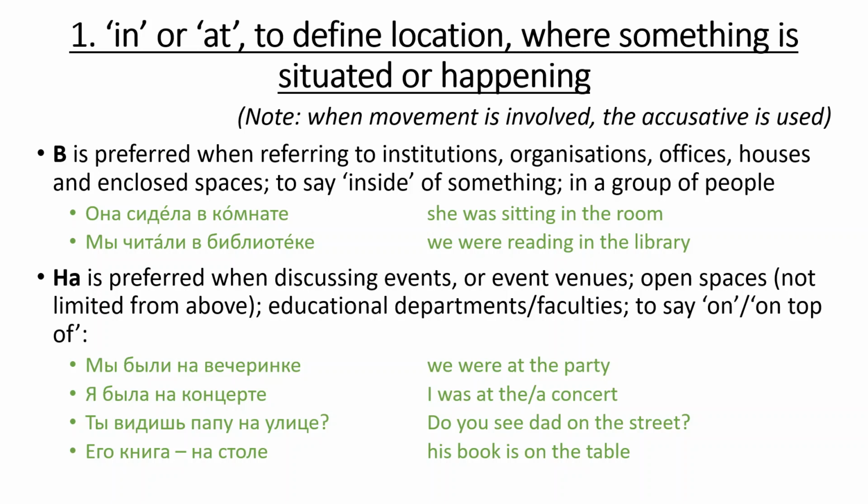Na generally refers to open spaces, which are not limited from above, but it can also be used to discuss events or event venues. This can get a bit confusing because a lot of event venues are also enclosed spaces. So unfortunately, you just have to remember which nouns take v and which take na. Na is also the word that you would use almost all of the time to translate the English on top of, or on the surface of. So here are some examples.